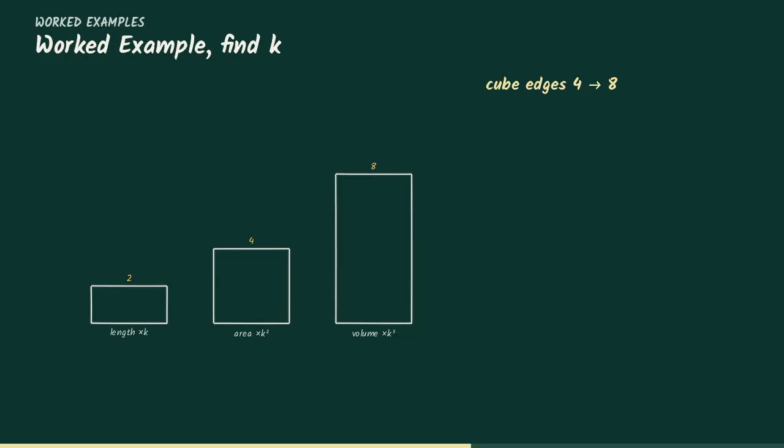A cube has edge 4 centimeters. A second cube has edge 8 centimeters. By what factor do the total surface area and the volume increase? Linear scale k is 8 over 4, that is 2. Every length doubled.